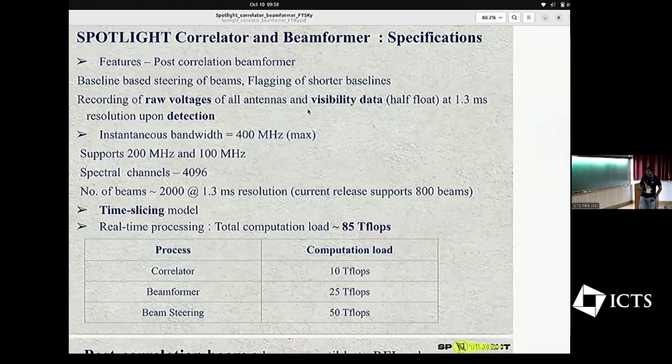Then the time slicing. We are using the time slicing model, where for the correlator you need all antennas' data in one node for the correlation operation. We can't have all the data of all antennas in one node, so we are doing the time slicing and getting a small chunk of data in all the machines. The overall processing load is 85 teraflops, and the majority of it is taken by the beam steering part.